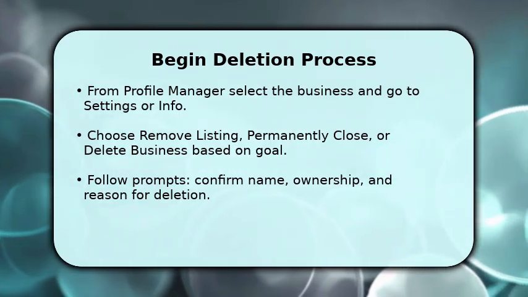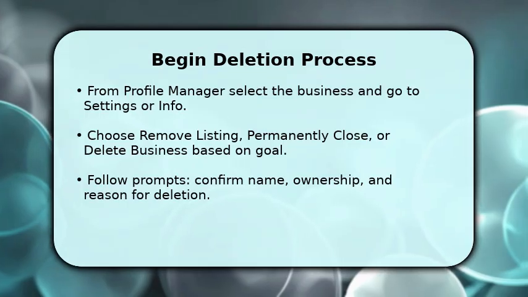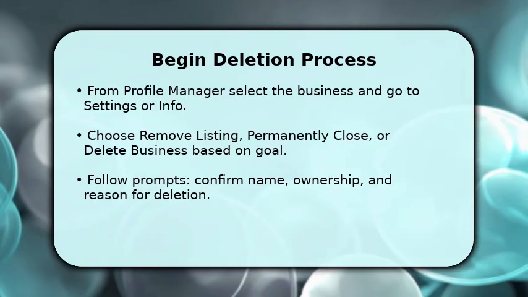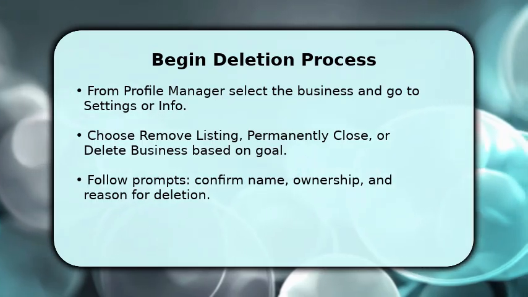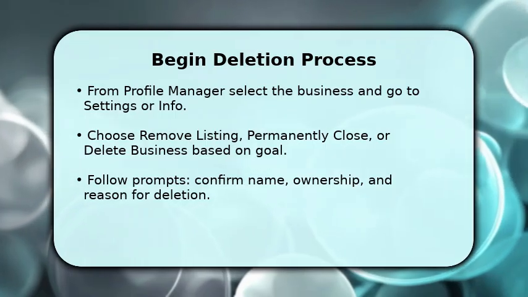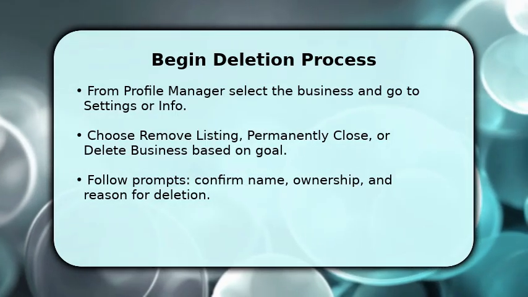You'll be asked to confirm the business name and ownership and sometimes select a reason. Provide accurate details so Google can process it without delay. Make sure to read warnings about data and reviewer content before confirming, because deletion impacts visibility.